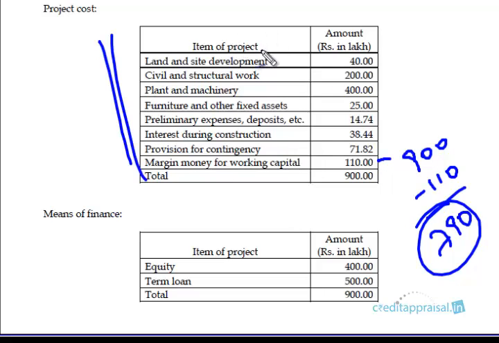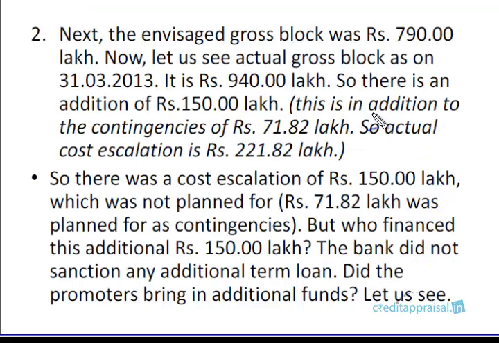Right? You might think that gross block is only the tangible part, only these 4. But what happens is these items also are capitalized. So they will be transferred to the gross block, and along with the rest of the tangible assets, they will be depreciated. That is the practice. So this 790, the envisaged gross block, has come from here. But actually it was 940.